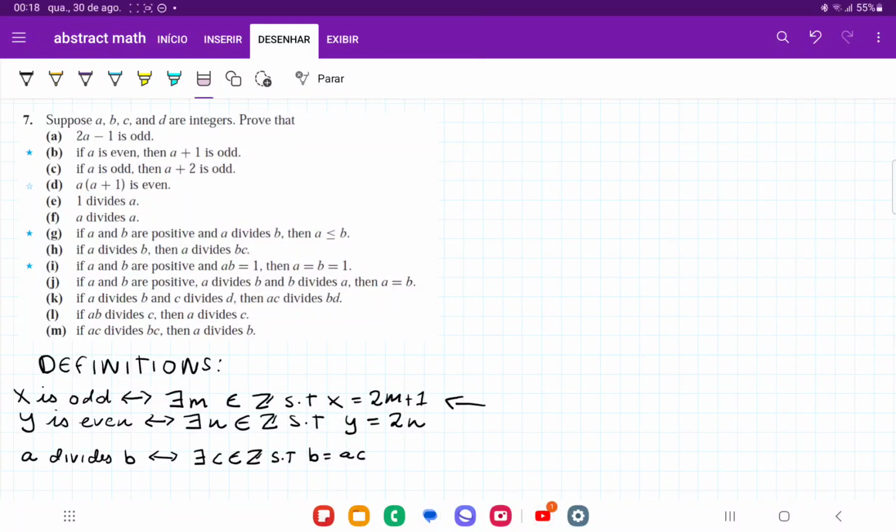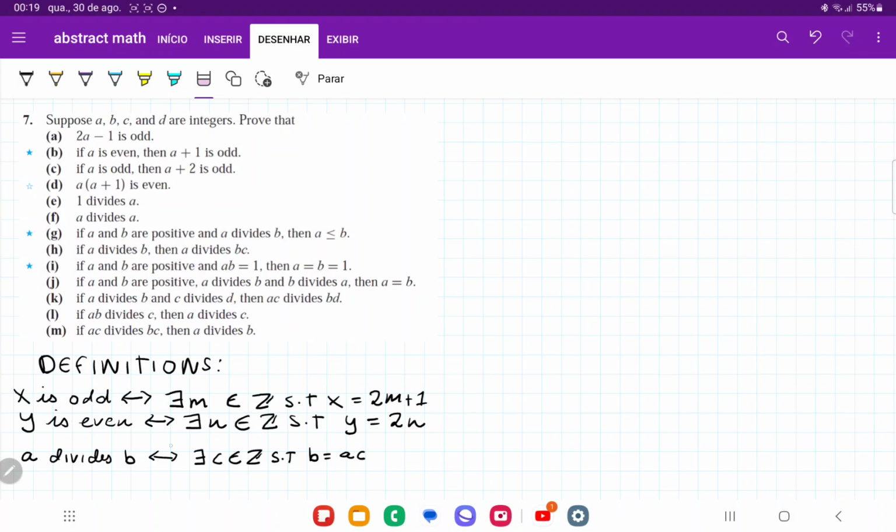So for number 7, we want to prove all these statements. And to prove them, we're gonna use these definitions here, which I've written down. So the first one is the definition for an odd number. So x is odd if and only if there exists an integer m such that x is equal to 2m plus 1.